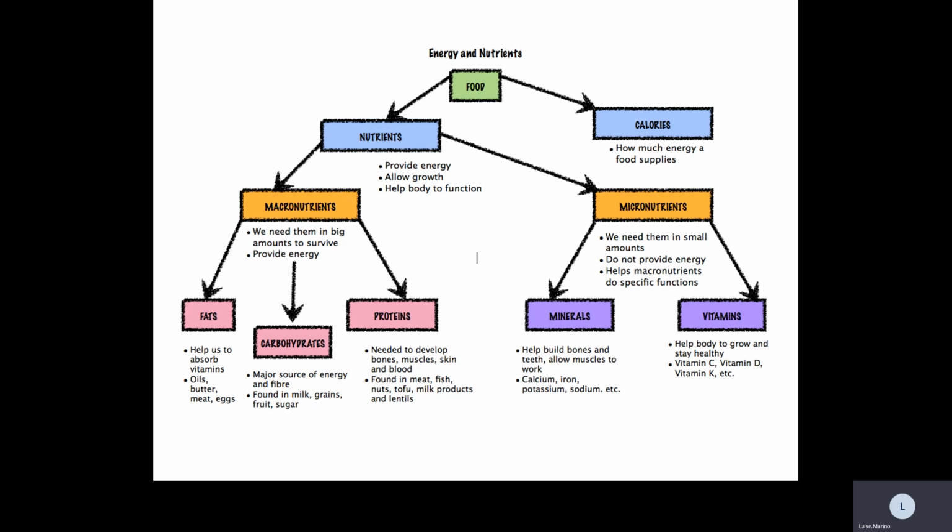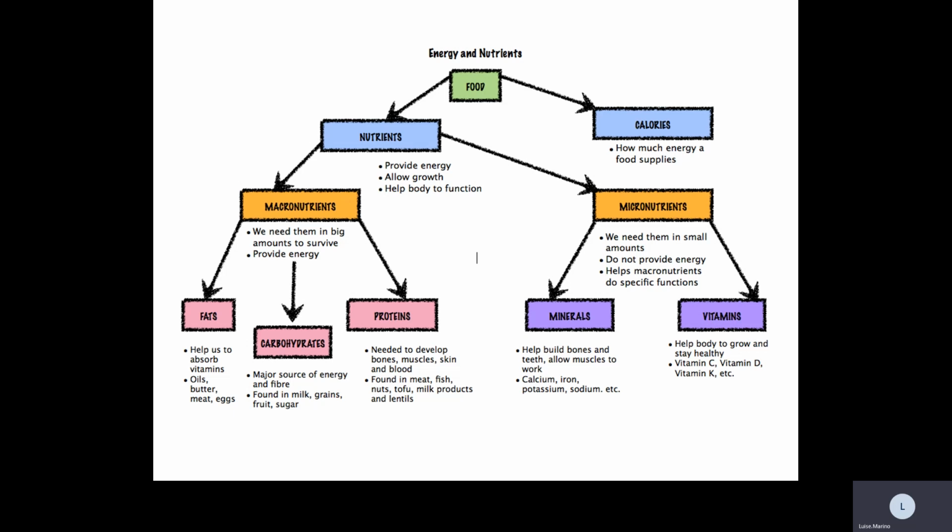And then you've got your carbohydrate. So obviously they're a major source of energy, but they also have other functions as well. So they're found in your grains, your starchy-based food. And then protein is needed to help develop bones, muscle, skin, and blood. And they're found in obviously your proteinaceous foods such as meat, fish, and your lentils, beans, and nuts.